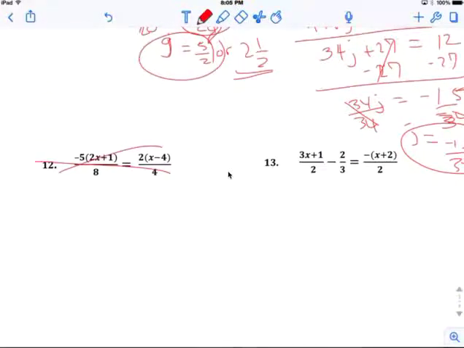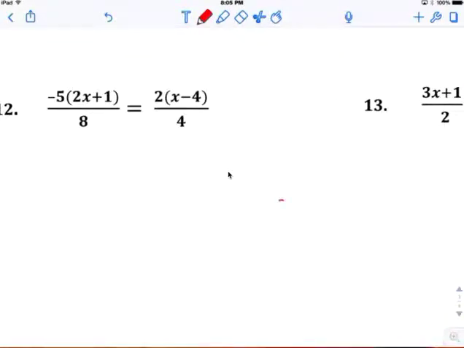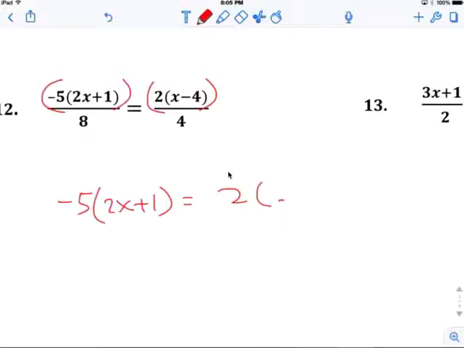Oh, this will not be on the test. You need to try this though. Okay. Least common denominator is 8. All of these are protected. So negative 5, parentheses 2x plus 1 equals 2 parentheses x minus 4. Least common denominator is 8.